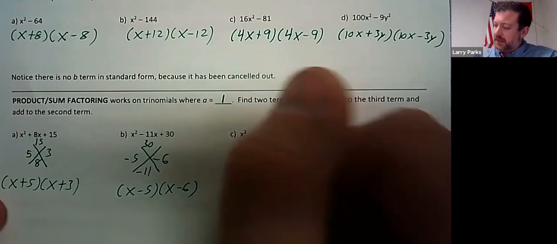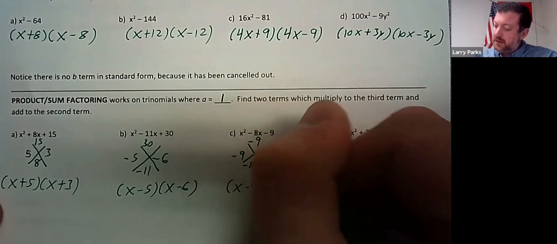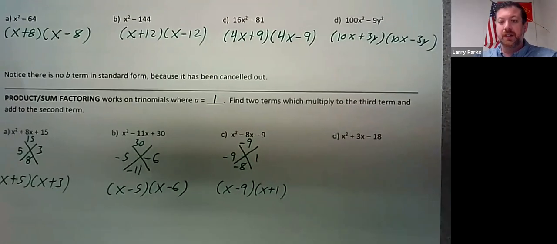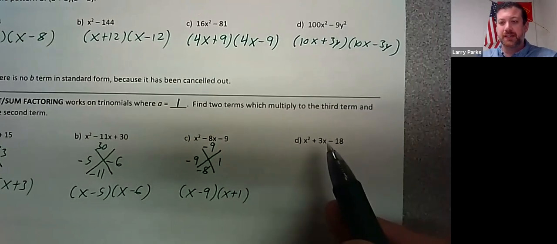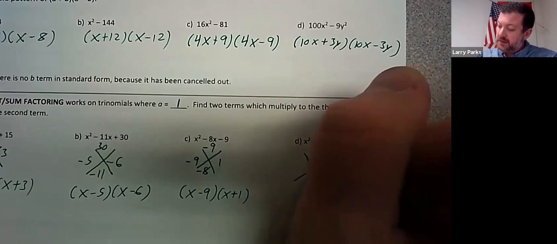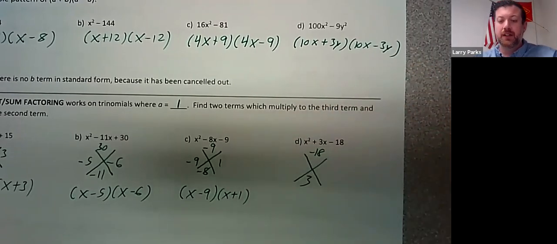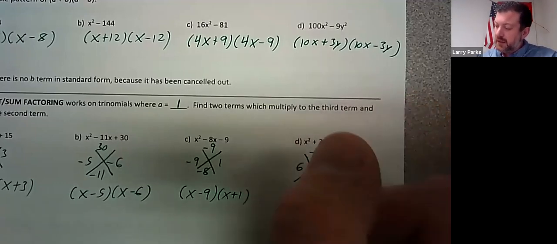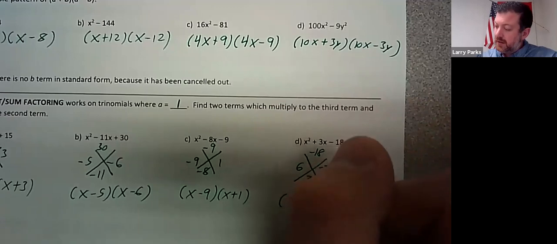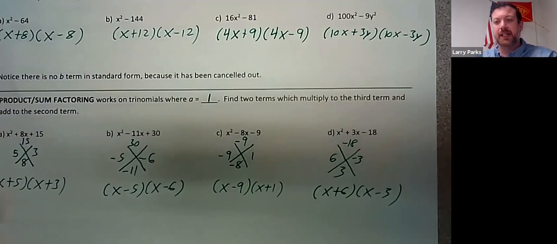Negative 9 and 1. And then finally, what multiplies to negative 18 but adds to 3? Six and negative 3. So when a is 1 and there are trinomials, it's actually pretty simple.